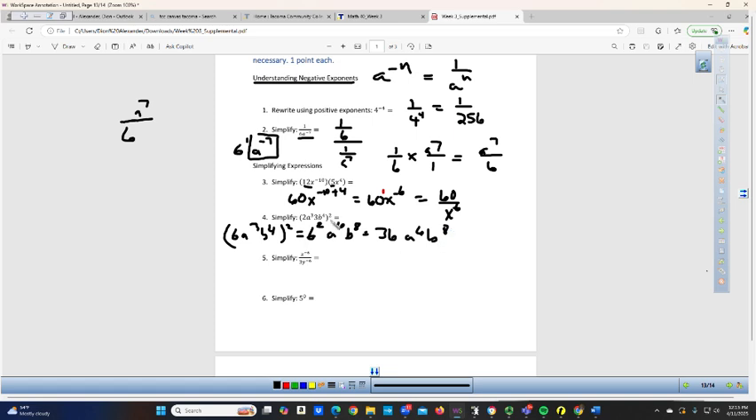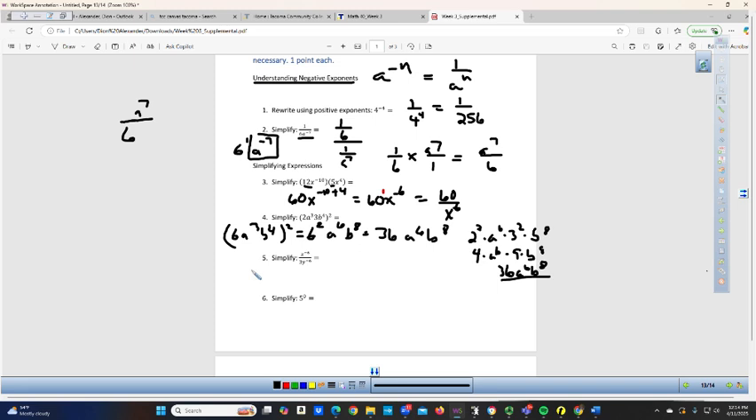Had you not done that, and you just said 2 to the second times a to the 6 times 3 to the second times b to the 8th, that will become 4 times a to the 6 times 9 times b to the 8th. 4 times 9 is 36. A to the 6, b to the 8th, right? We end up with the same exact solution.